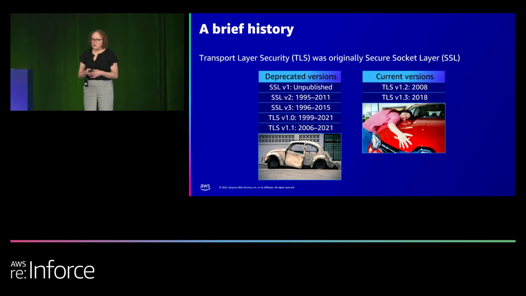Now when we refer to modern TLS, what we mean is TLS version 1.2, published in 2008, and TLS version 1.3, published in 2018. These are the only two versions that we are going to support on our service endpoints when we complete our work.